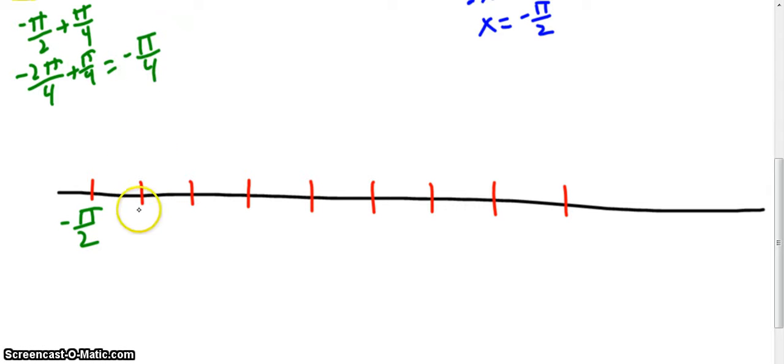But that's the work that I'm doing in my head. So this is going to be negative pi over 4. Then I'm going to add pi over 4 again. And so that's going to be 0. And then I'm going to add pi over 4, which is pi over 4. And then I add it again. That's 2 pi over 4.